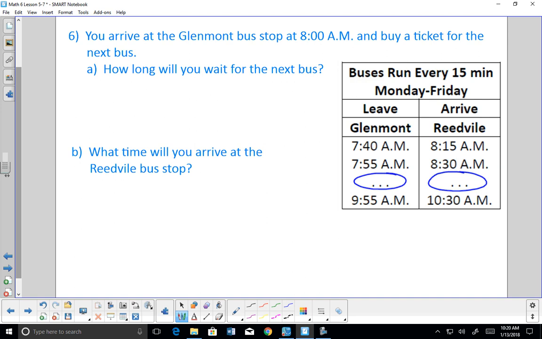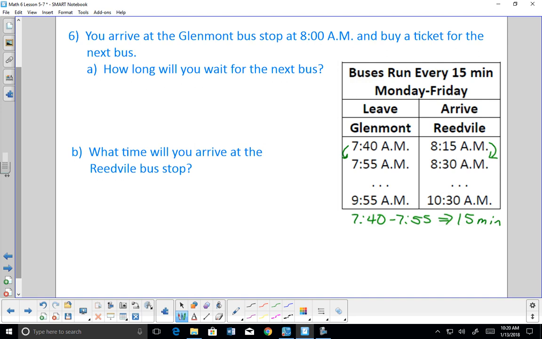The first thing I would want to do here is look at my schedule and see the buses leave every how many minutes. Okay? So I want to see they leave Reedville, okay? If you look at this, from 7:40 to 7:55 is how many minutes? 7:40 to 7:50 is 10. 7:50 to 7:55 is 15, so the buses are leaving every 15 minutes. Okay? They're also arriving every 15 minutes apart. Okay? That's important to know, because if I miss one bus, I may think, well, how long do I have to wait for the next bus?